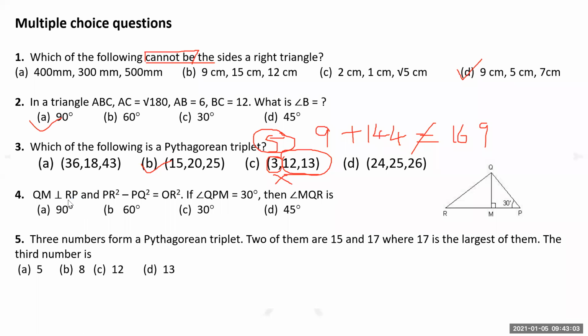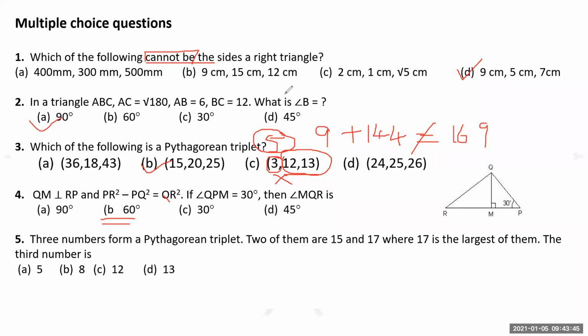OM is perpendicular to RP, and PR square minus PQ square equals QR square. So if angle QPM is 30 degrees, then what is the measure of angle MQR? Can anybody tell this answer? Yes, beta, come on, tell me. Sir, answer will be option B, 60 degrees. How many of you agree? Can you tell the reason for this, beta?